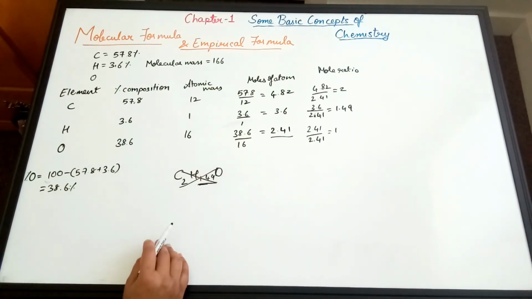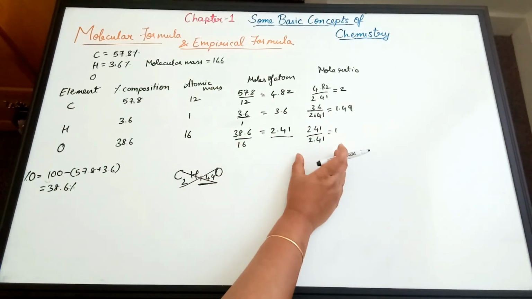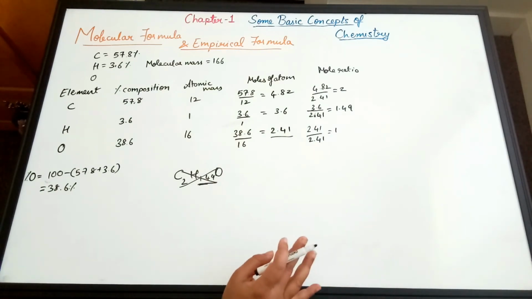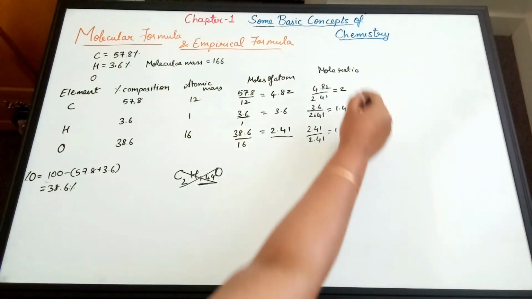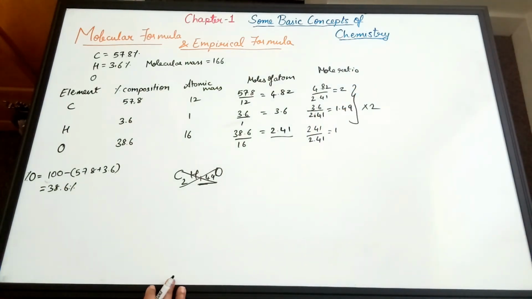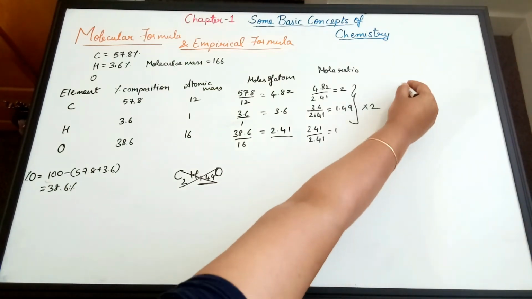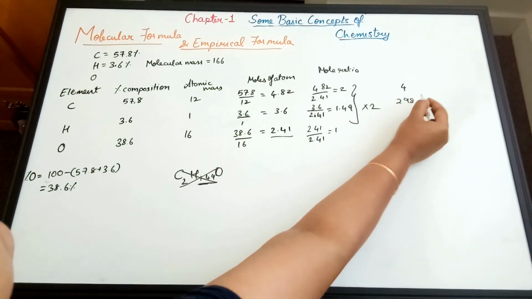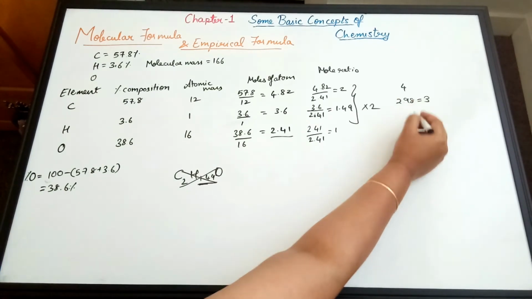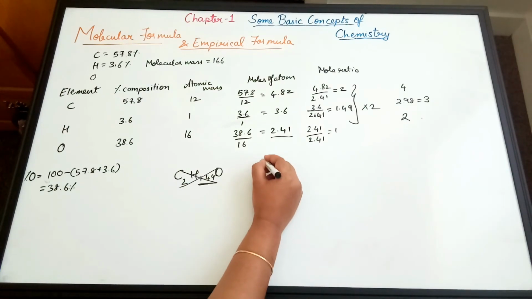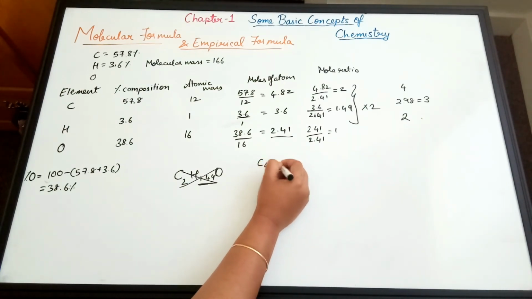So this is wrong, which means we need to convert this into another set of digits that gives a simple whole number ratio. So these three values are rounded off by multiplying by 2. This gives us the simplest whole number ratio as 4, 2.98, which is approximately 3, and 2. So this means the empirical formula is C4H3O2.